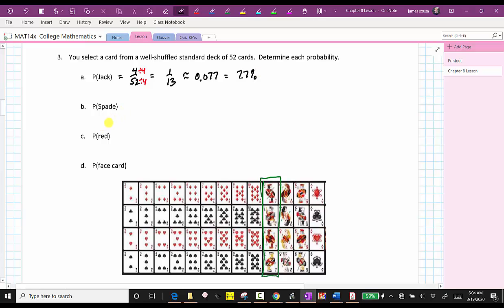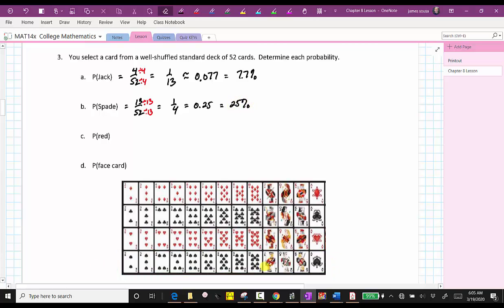For part B, we want to find the probability that if we select one card, the card is a spade. So looking at the cards, here are the spades. There are a total of 13 spades out of the 52 cards, and therefore the probability of selecting a spade is 13 divided by 52, which simplifies to 1/4. By hand, we divide the numerator and denominator by 13. We can also do this on the calculator. And as a decimal, 1/4 or 1 divided by 4 is equal to 0.25, which is equal to 25%.